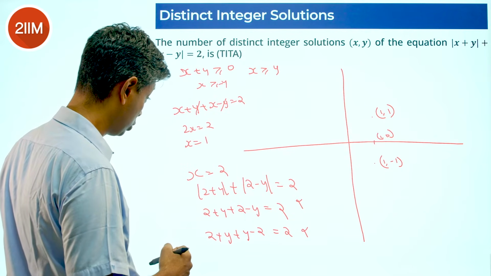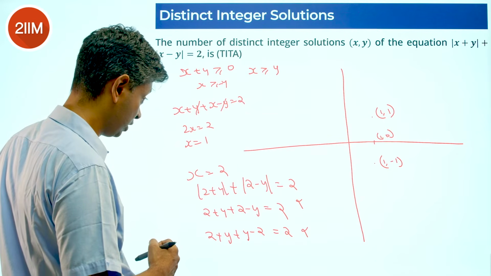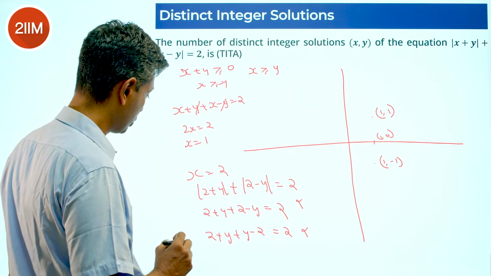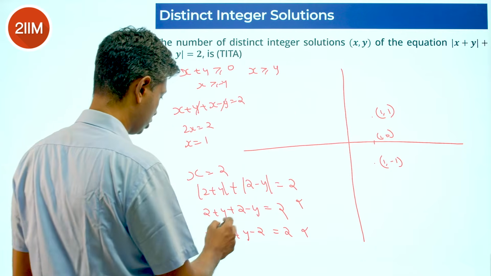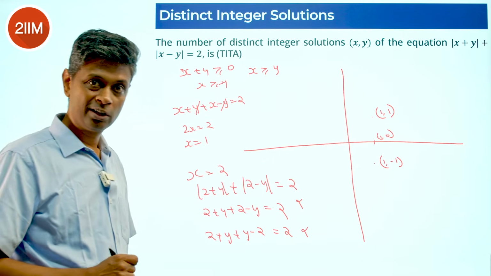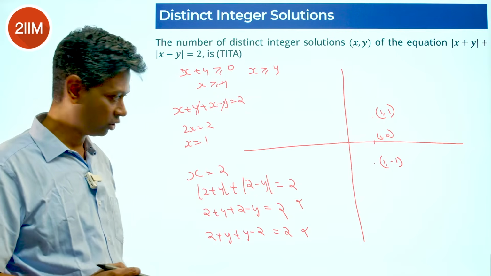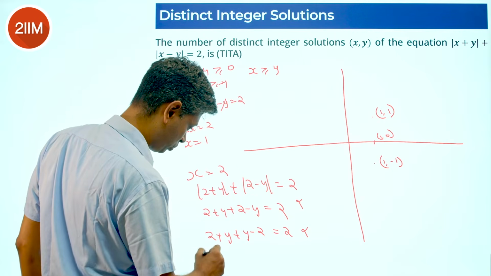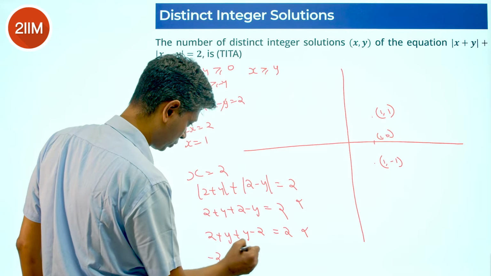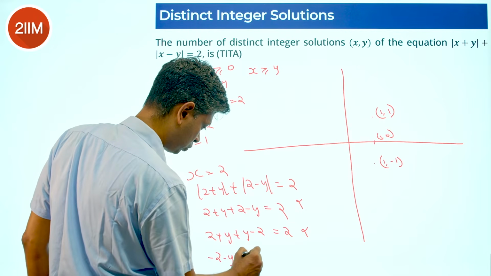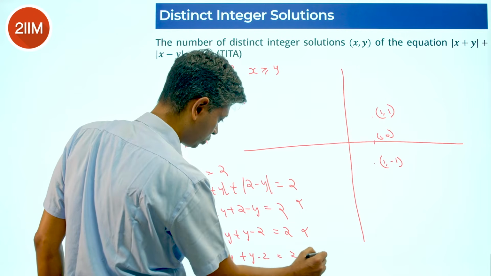X equal to 2: if I put 2 plus y plus 2 minus y equal to 2, does it work? 2 plus y plus y minus 2 equal to 2. If I put this, then I get y equal to 1. If y equal to 1, this should be 2 minus y, not y minus 2. That doesn't work. So 2 plus y plus 2 minus y... less than... equal to 2. This also has no solution.